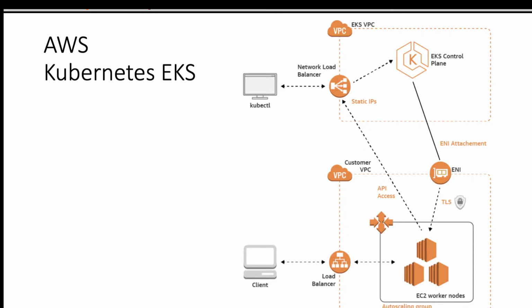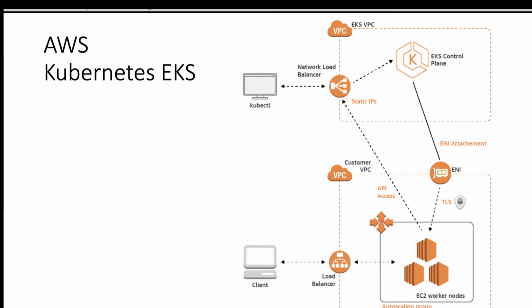What we're going to do is set up this kind of architecture. We're going to have the Kubernetes control plane, and we're going to set up a cluster of worker nodes. And there's going to be a network load balancer, a virtual private cloud, another virtual private cloud, and a load balancer. So we're going to just take a look at setting this up.